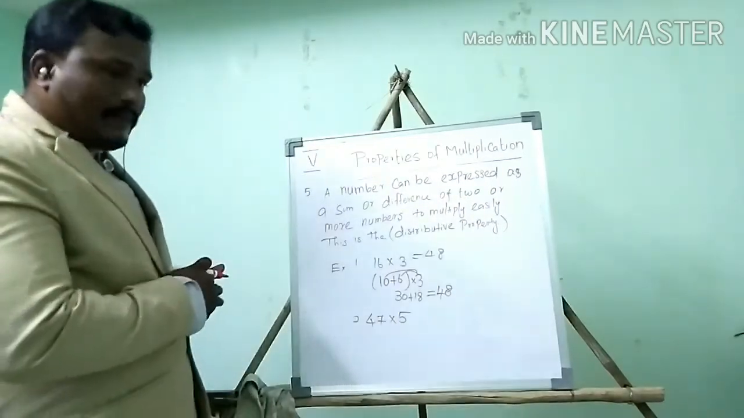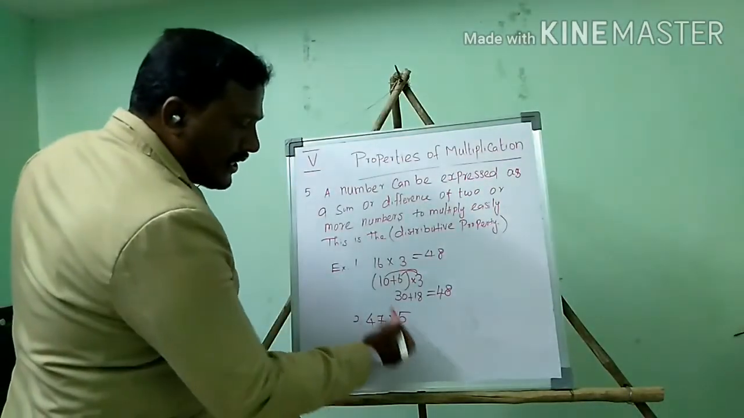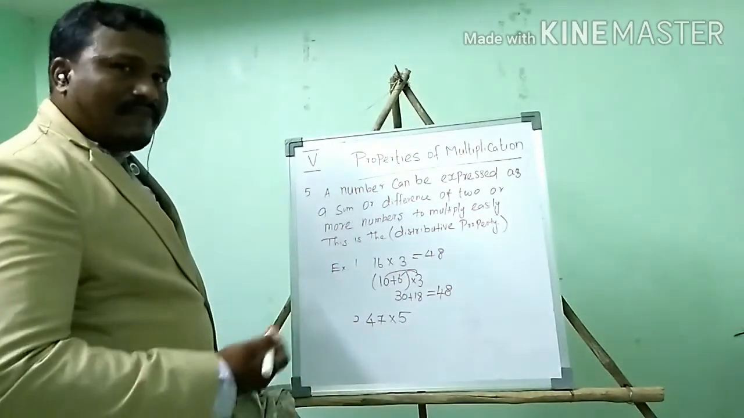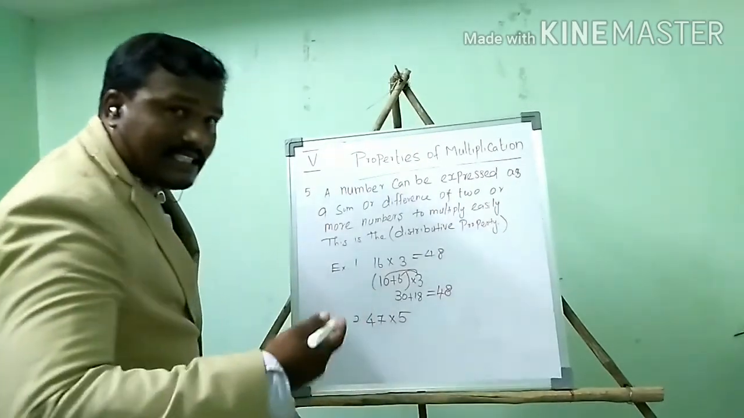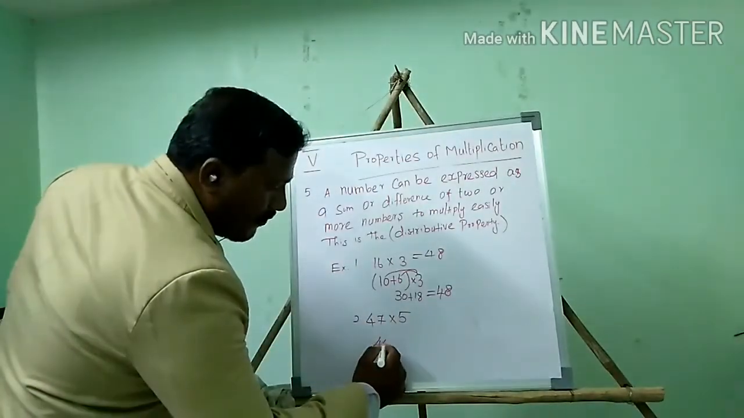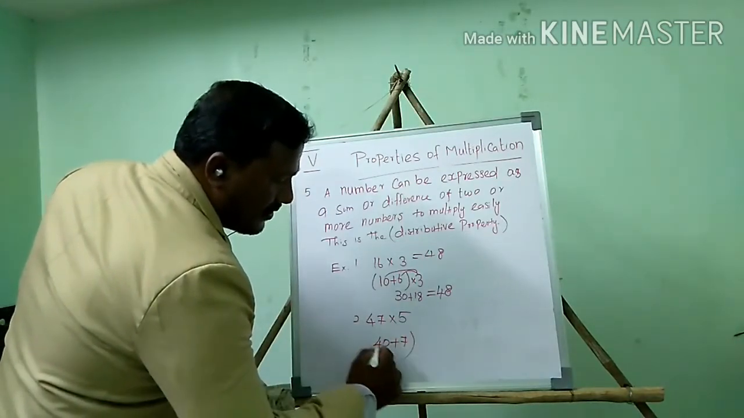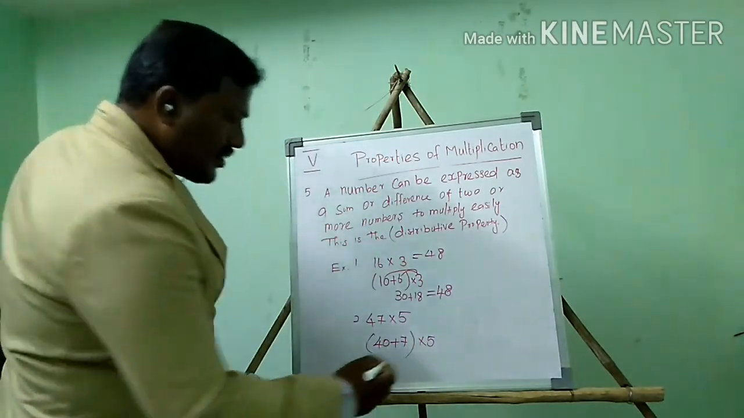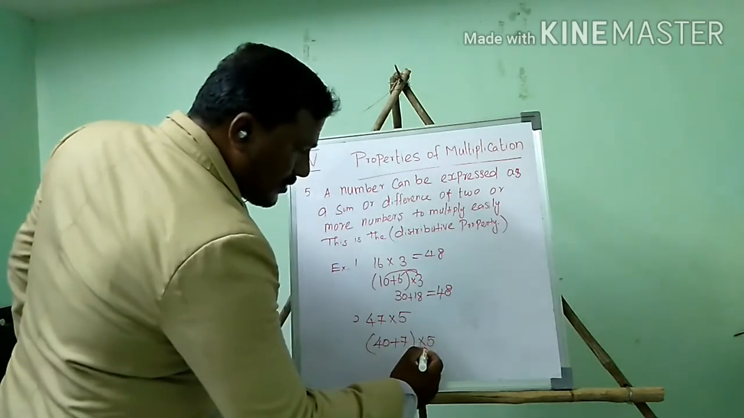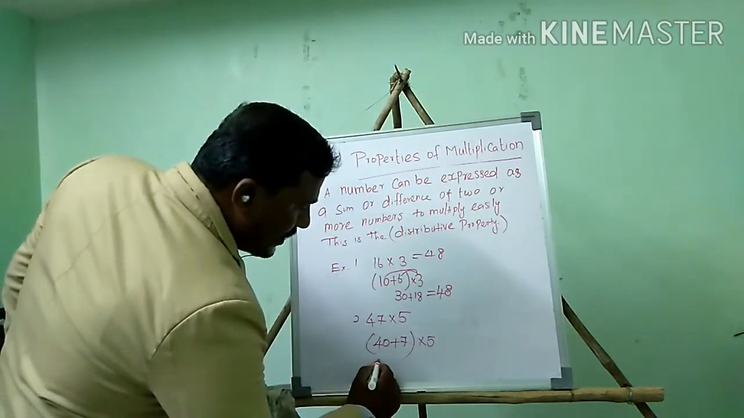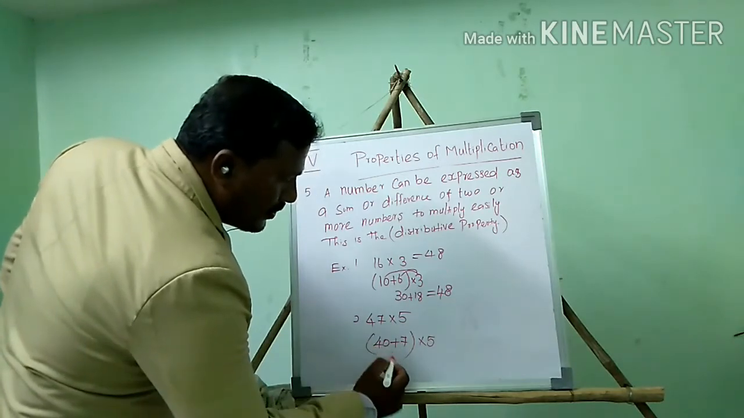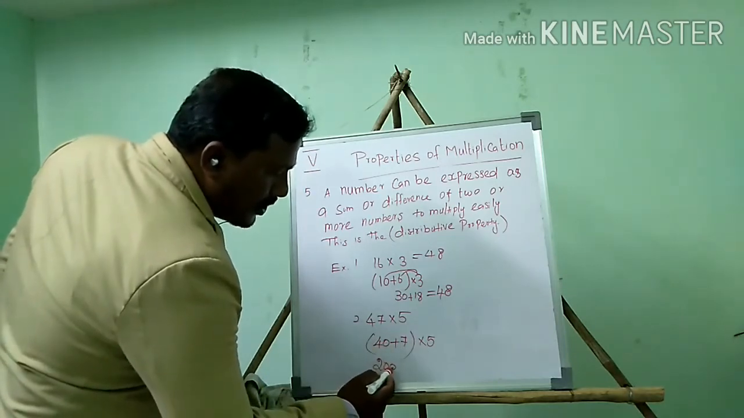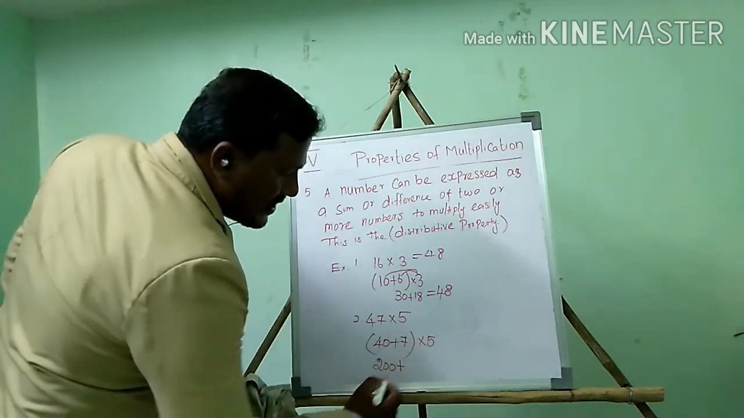Then the second example. See, here I have 47 into 5. To find it out, you would have to say the 5 table up to 47. It's difficult, no? So I will give an easy expressed method. See, 40 plus 7 multiplied by 5. Now 40 into 5: 4 fives are 20, so with the 0, it is 200. Then 7 fives are 35.